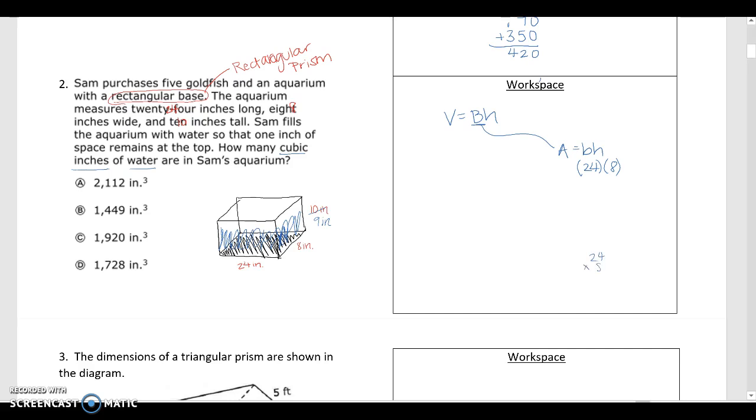24 times 8. 8 times 4 is 32. 2 times 8 is 16, 17, 18, 19. So 192. Going to plug that in over here. So 192 times a height of 9. We're doing 9 instead of 10.